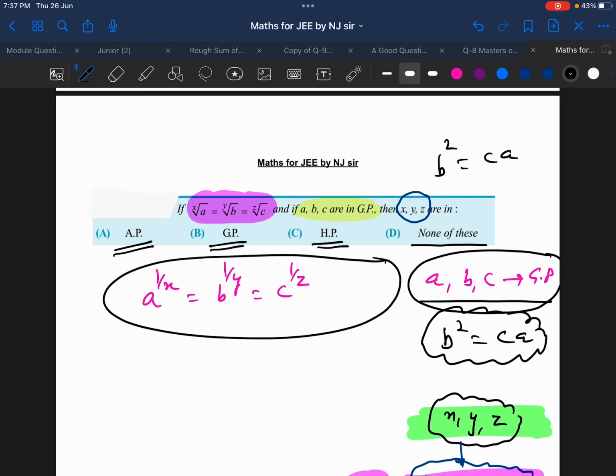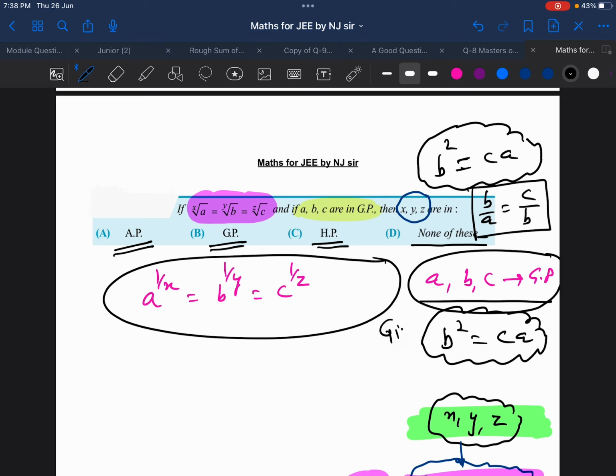I have written here again to understand very clearly that A, B, C are in GP means B upon A will be equal to C upon B, that is, B square equal to AC will come, when we cross multiply it. So this relation is given to us, as well as it is also given that A raised to power 1 by x equal to B raised to power 1 by y equal to C raised to power 1 by z.